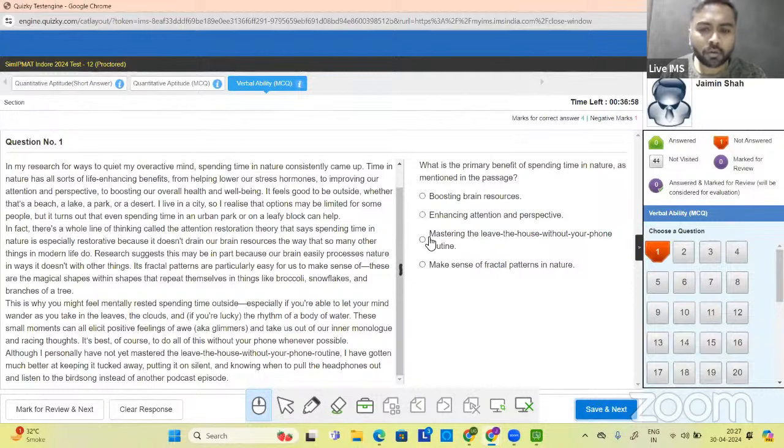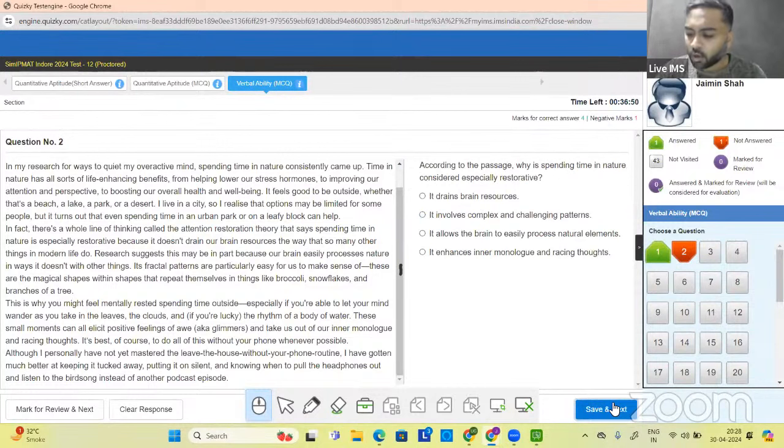Enhancing the attention or mastering the... Okay, I think it's mostly, ठीक है. According to the passage, why is spending time in nature considered especially restorative? Okay. It drains the brain's resources. No. It involves complex and challenging patterns.